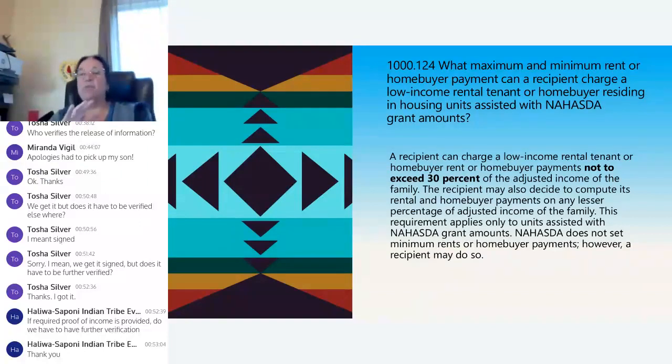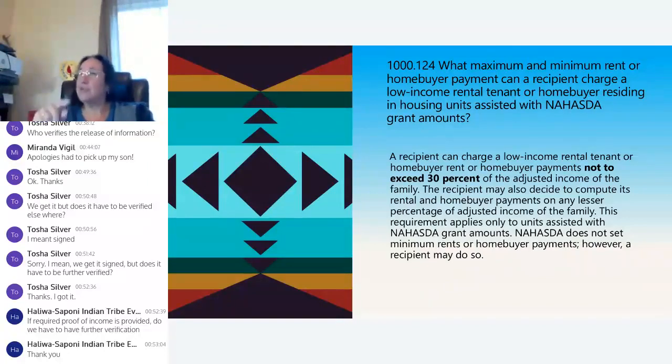So under 1,124, the maximum and minimum rent a homebuyer payment, can you charge your low-income tenants or your homebuyers residing in housing assisted with your NAHASDA grant amounts? Bottom line, not to exceed 30% of the adjusted income. You cannot charge them more unless they're your tenants that you're utilizing that 10% authority for that fall between 80 and 100% of median income. That has to be in your IHP. You have to track that 10% authority. In that case, you have to charge them more.